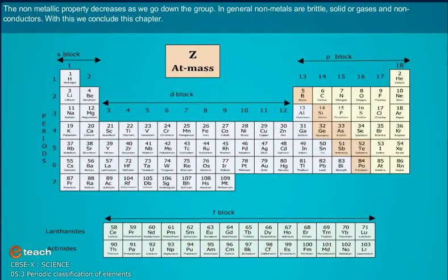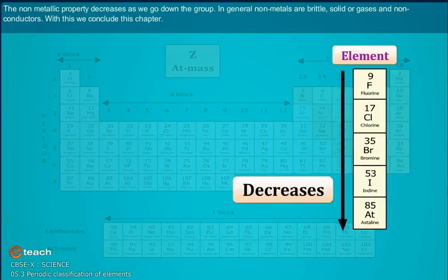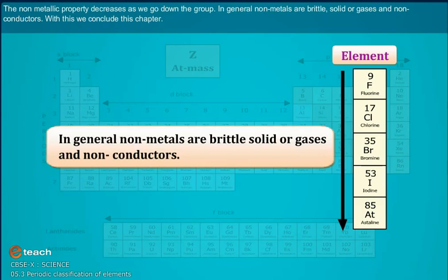The non-metallic property decreases as we go down the group. In general, non-metals are brittle, solid, or gases and are non-conductors. With this, we conclude this chapter.